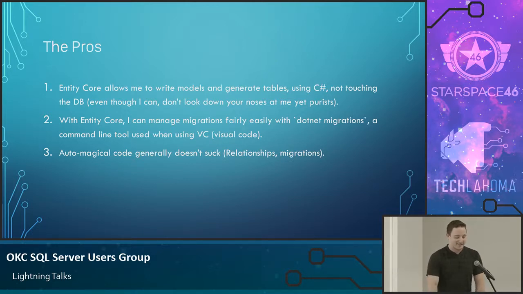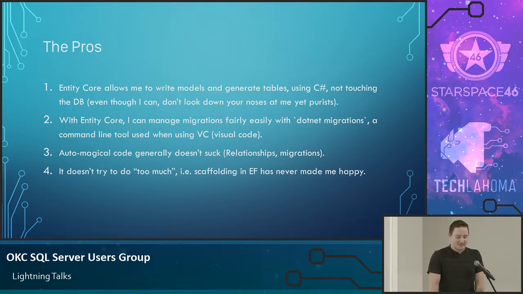It's okay. Auto magical code generally doesn't suck. Most of the time, about 90% of the time, you're not going to have to edit any of the code that it creates for you. That is not always true, though. About 10% of the time, you do have to go and kind of force it to do what you want it to do, which, at least in Entity Core, pros and cons.